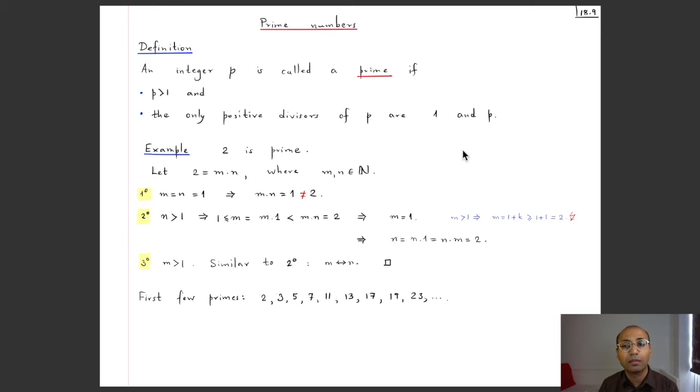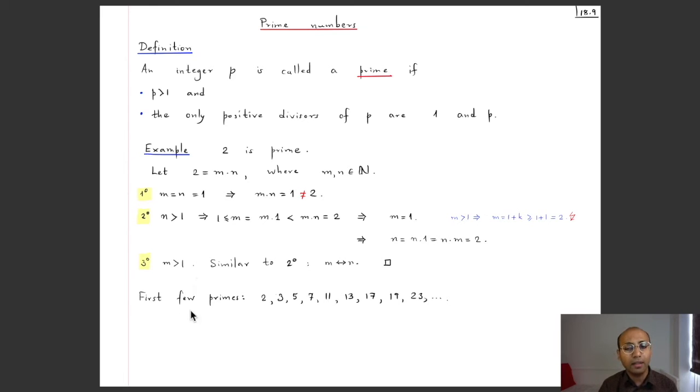Okay, and so we are in this case that the only positive divisors are 1 and the number itself. And if m is strictly bigger than 1, then we just interchange the roles of m and n in this second case, and the same proof shows that in that case m is 2 and n is equal to 1.